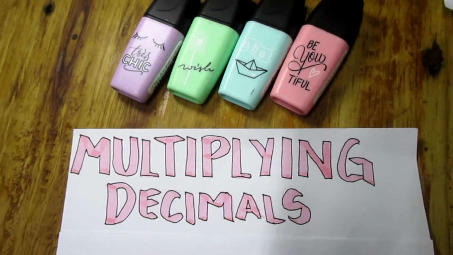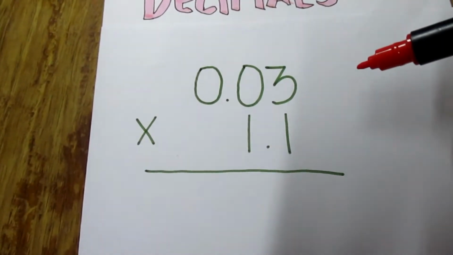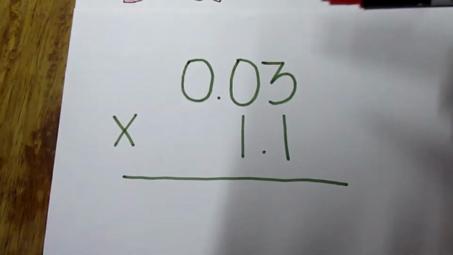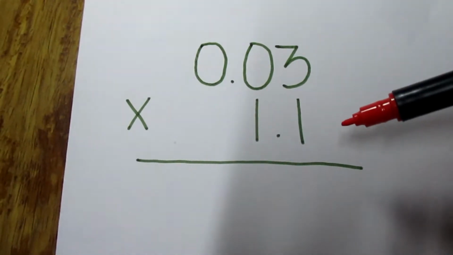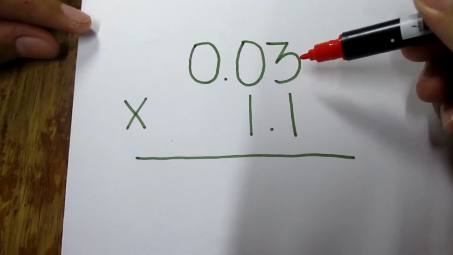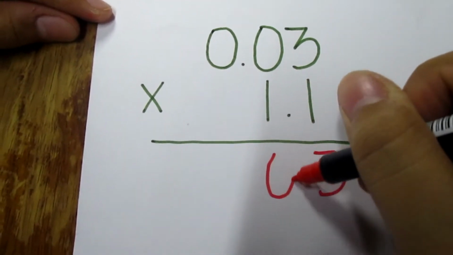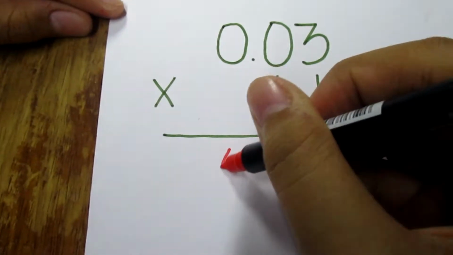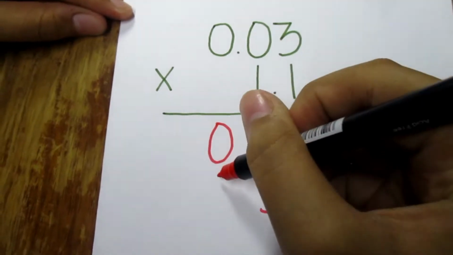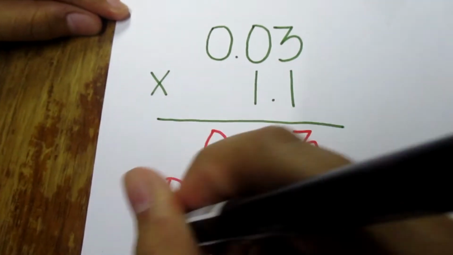Multiplying decimals. So let's have an example. 0.03 times 1.1. In multiplying decimals, you just simply multiply the two numbers without minding the decimal points. So 3 times 1 equals 3. 1 times 0 equals 0. 1 times 0 equals 0. 1 times 3 equals 3. 1 times 0 equals 0. 1 times 0 equals 0.